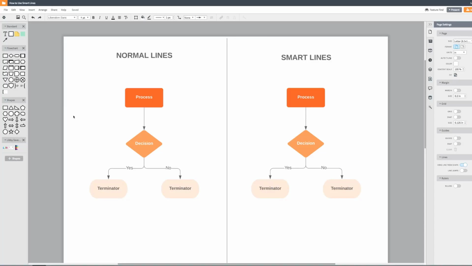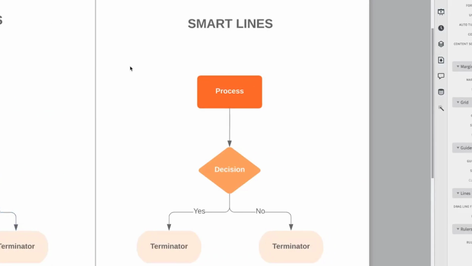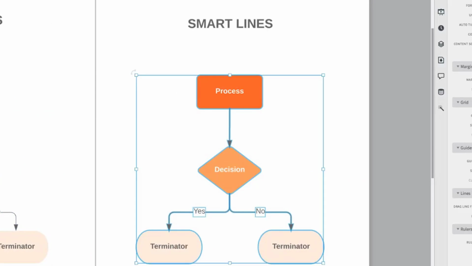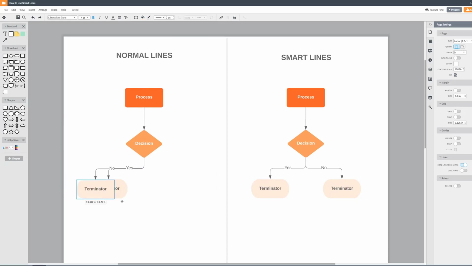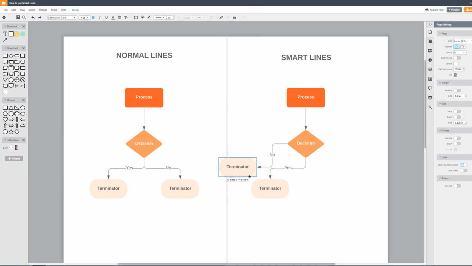Smart lines are an easy way to keep your diagram looking neat and organized, even if you're moving shapes around a lot. For example, here's a diagram using normal lines, and here's one using smart lines. They look the same at first, but when I drag shapes around, you can see the smart lines adapt to the new layout automatically by drawing the most efficient line between each shape.